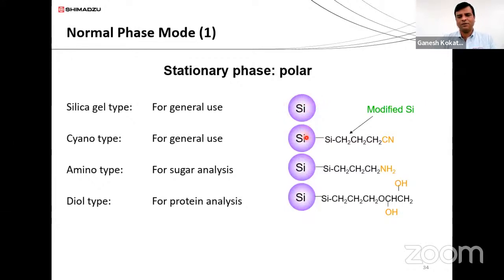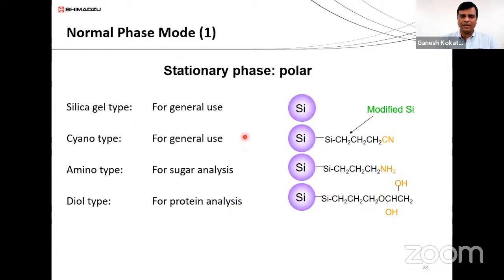If you add any component on a silyl, the phase changes. Now we call that a cyano column. Cyano means we are just attaching a modifier to the silica gel, attaching some cyano moiety over here. Then amino columns, where we are attaching some amino over here. Some diol columns are also there.